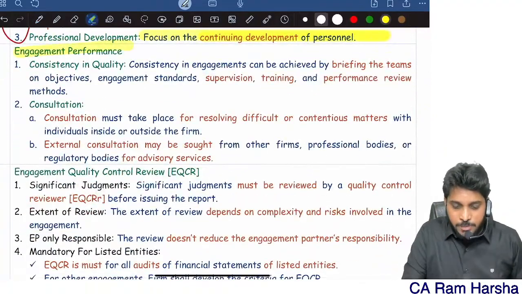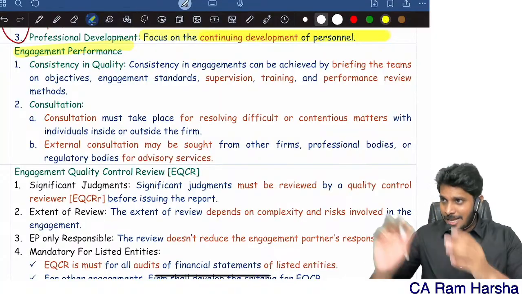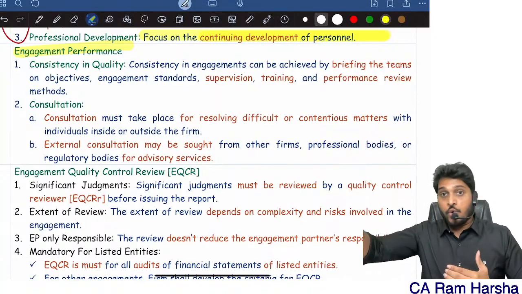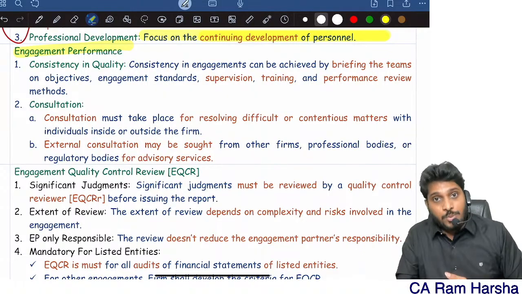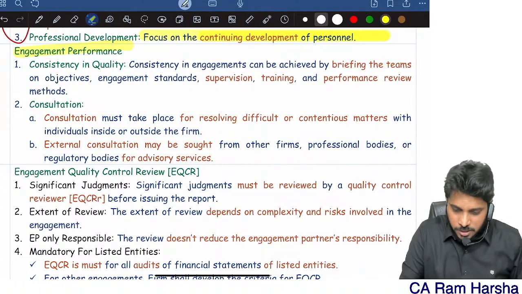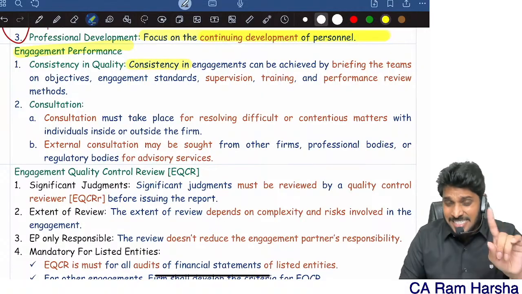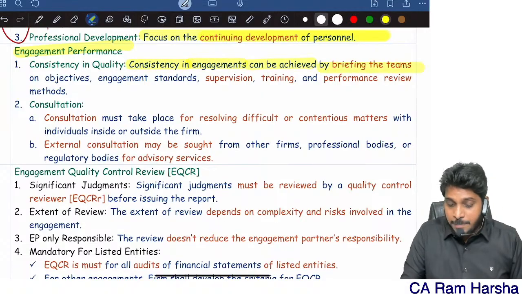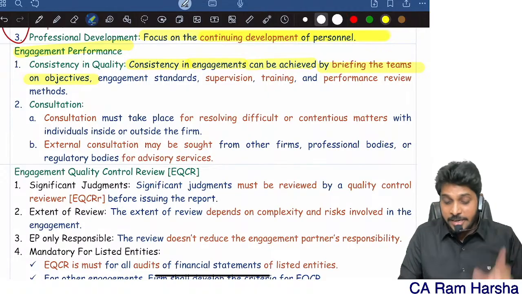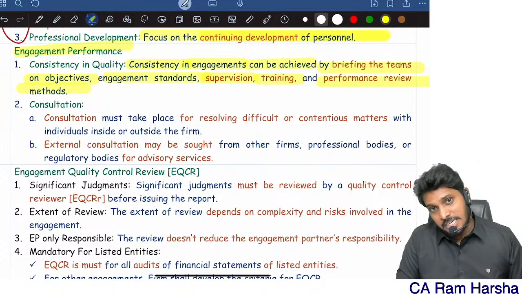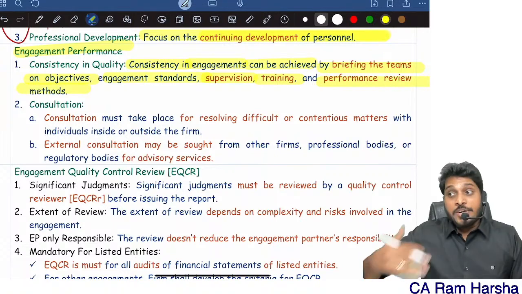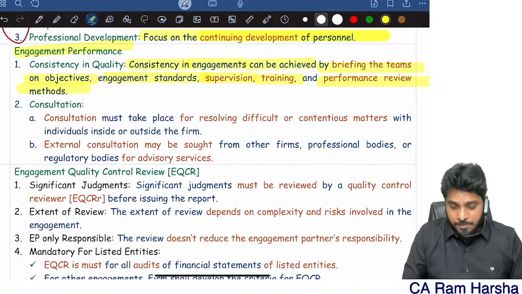And engagement performance of the work, like you accepted audit, you accepted review, you accepted some related service, whatever the work you accepted, to perform that work you must have some policies and procedures. So you remember, consistency in engagement can be achieved by briefing the teams on objectives, what are the standards applicable, supervising them, training them, and performance review methods. Like whenever your team member is working, you need to review them, how are they working, all that.